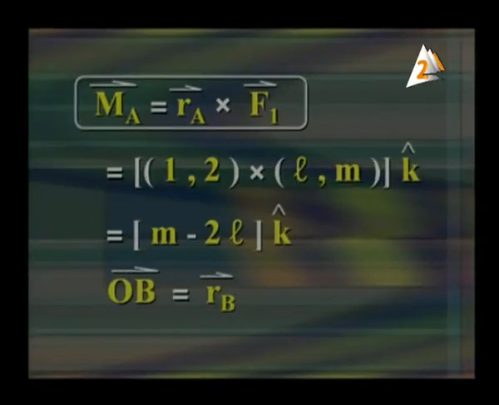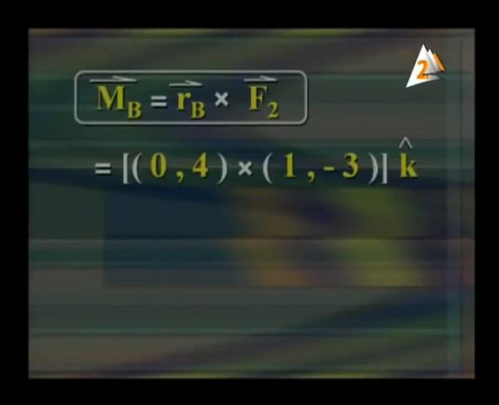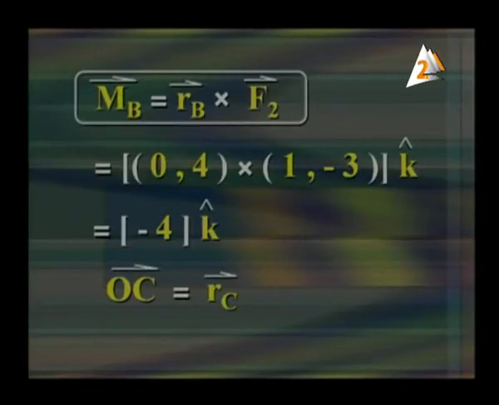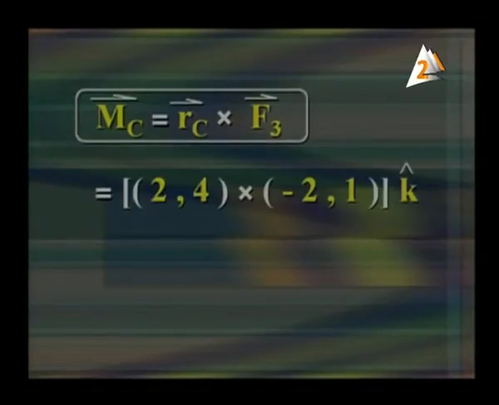Also, we say OB equals RB equals (0, 4). And the moment about B equals RB product F2, which is equal to (0, 4) product (1, negative 3) K, total equal minus 4K. Now, OC equals RC, which is equal to (2, 4). And the moment about C equals RC product F3. Now, (2, 4) product (minus 2, 1) K equals 2 plus 8 K, which is equal to 10K.